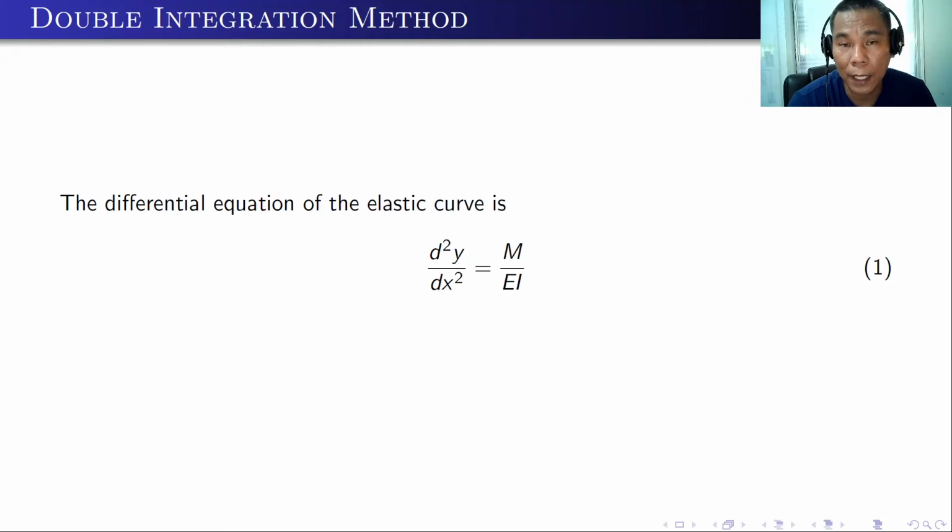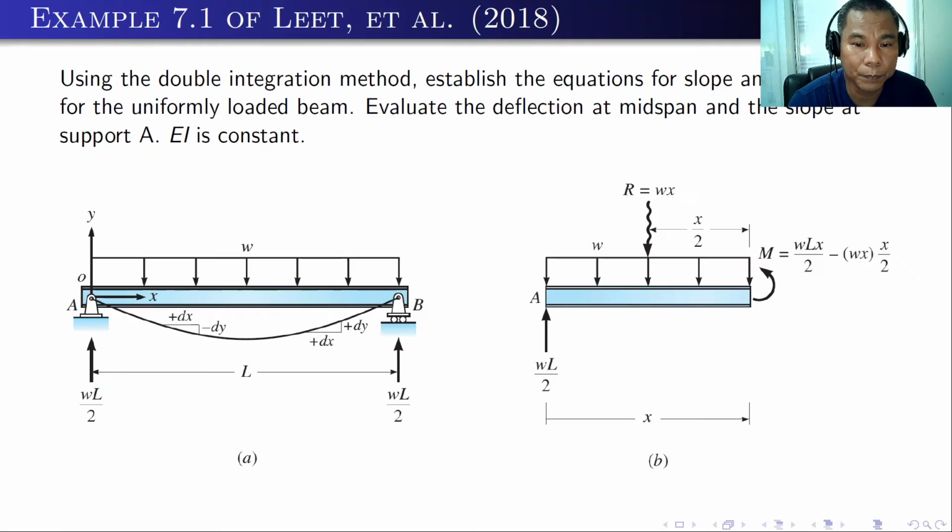Normally it is I. So if it is a rectangular section with respect to the x-axis, the moment of inertia is 1 over 12 b h cubed. So you need to know the section or the moment of inertia to be able to determine the deflection and the slope of the elastic curve.